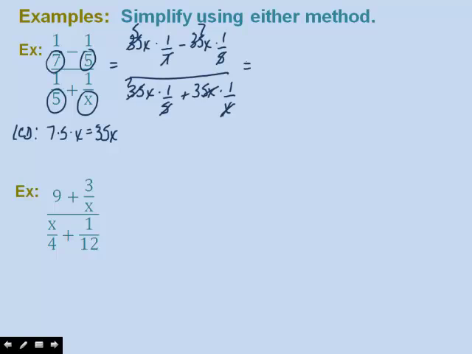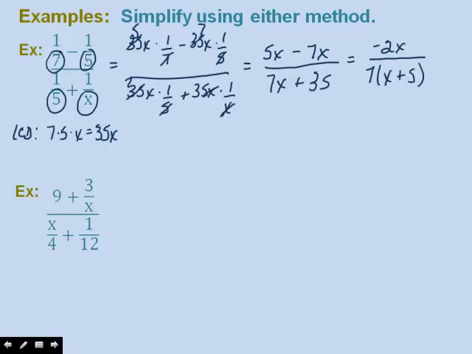Now what we have left from our first one in the numerator is 5x. From our second one in the numerator is 7x. From our first one in the denominator, we have a 7x that's still left, and from our second one in the denominator, we have a 35. Now we can do some simplifying. In the numerator, we can combine like terms, which gives us a negative 2x. In the denominator, we can factor out a common factor of 7, which gives us 7 times the quantity x plus 5. Looking at our factors, there are no factors in common, so this one is completely simplified.